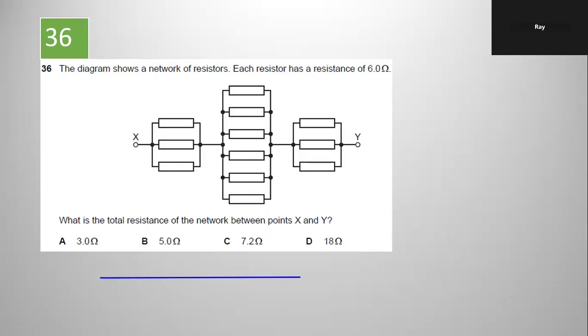I remember if it's parallel, you divide by N. If it's 6, 3 in parallel, divide by 3, you get 2 ohm. Replace each of them by a single resistor. Yep. What is your answer?